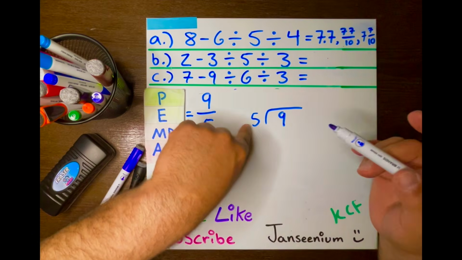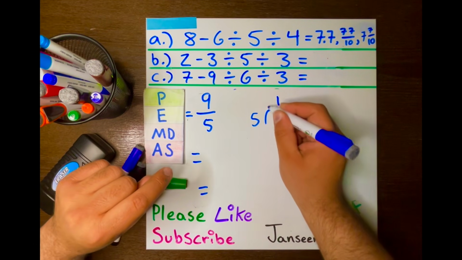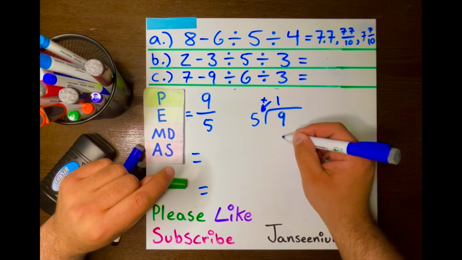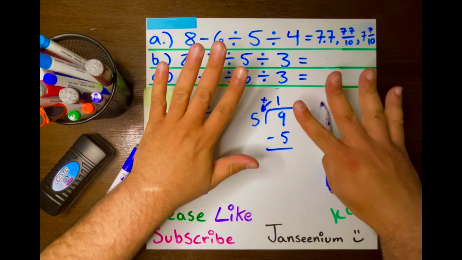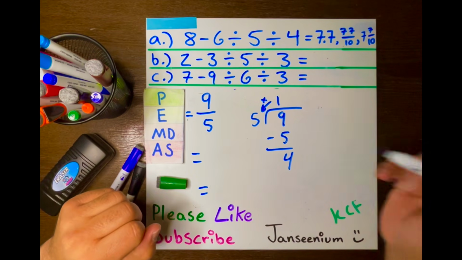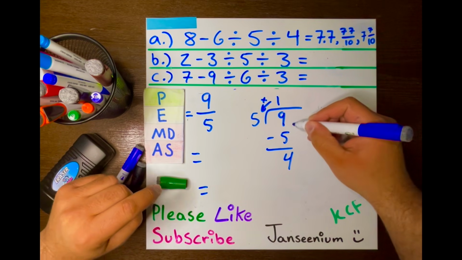How many times can 5 fit into 9? 1 time, right? So I'll write 1 there. We multiply. 1 times 5 is 5. And then we subtract. 9 minus 5, 4. Good job. And can you fit 5 into 4? You cannot. So the 4 needs to borrow a 0.